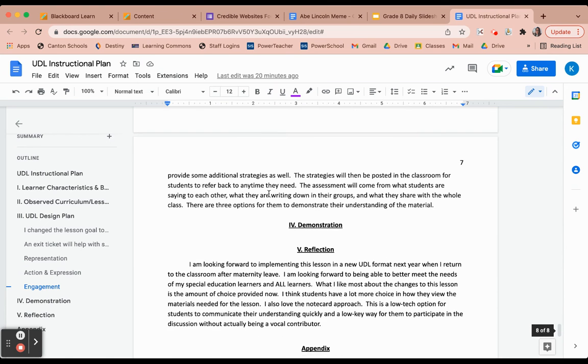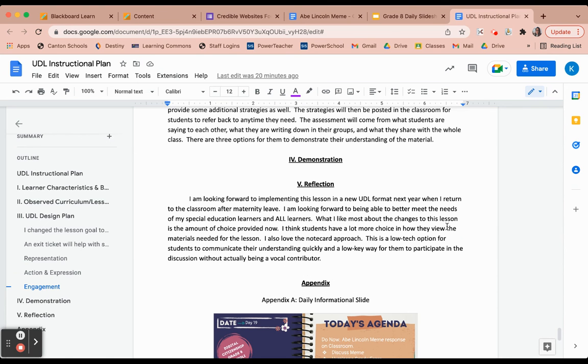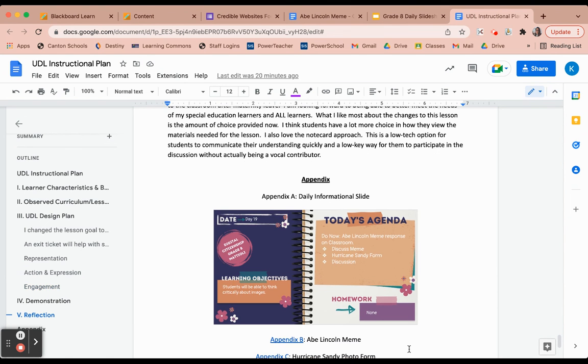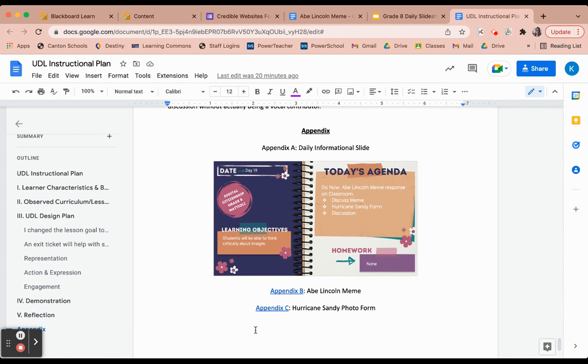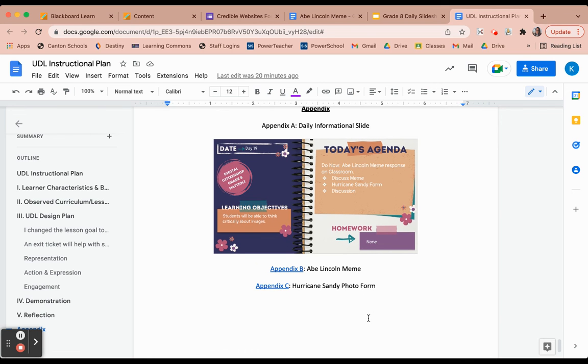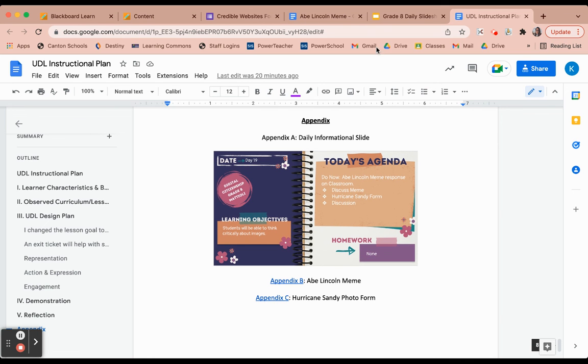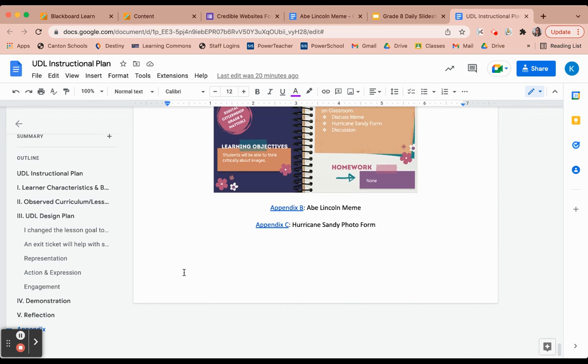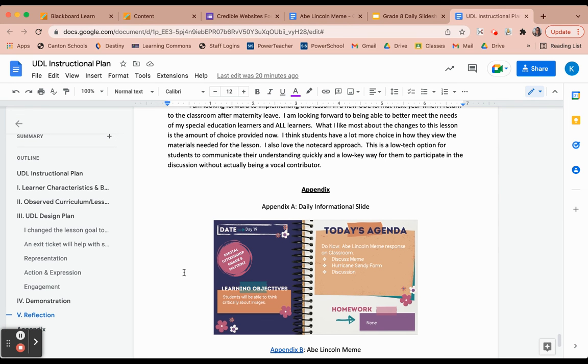Here's my reflection, and I included in the appendix some of the materials that I have because this is my lesson that I witnessed in the virtual observation. And that's my UDL design plan.